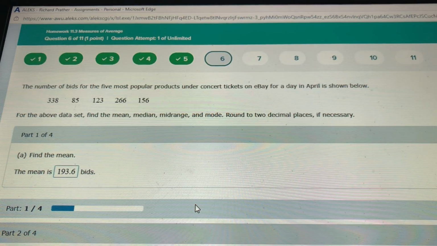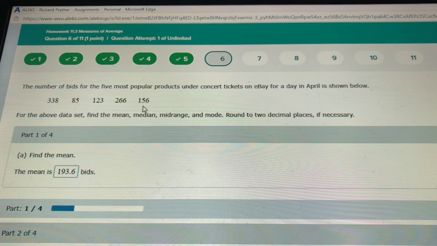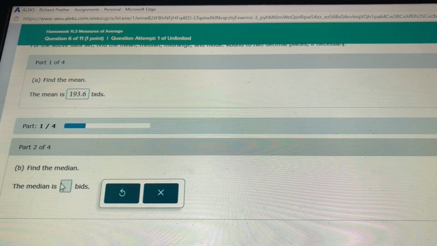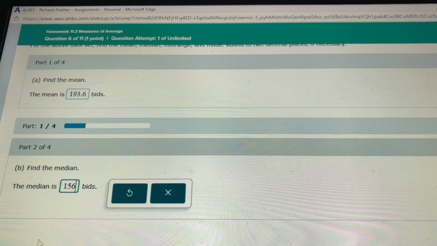Okay, since there's only 5 numbers here, there's exactly one in the middle. Get rid of the 2 lowest numbers. The 2 lowest are 85 and 123. The 2 highest are the 300 and the 200 number. So the one exactly in the middle is 156. So that one's easy enough. I probably don't have to write it down. There's 2 numbers smaller than 156, 85 and 123. There's 2 numbers bigger than 156, 266 and 338. So 156 is the one exactly in the middle.